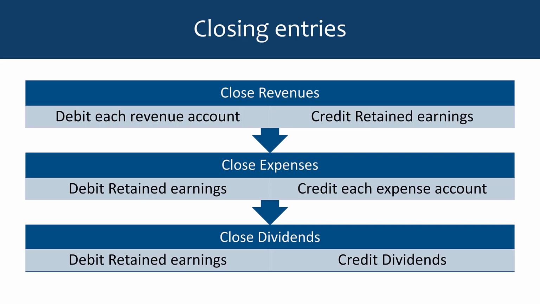1. Debit each revenue account for the amount of its credit balance. Credit retained earnings for the sum of the revenues. Now the sum of the revenues is in retained earnings. 2. Credit each expense account for the amount of its debit balance. Debit retained earnings for the sum of the expenses. The sum of the expenses is now in retained earnings.